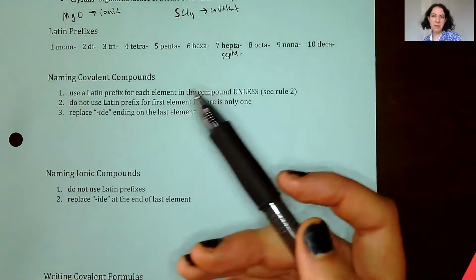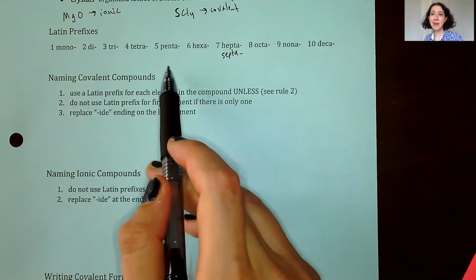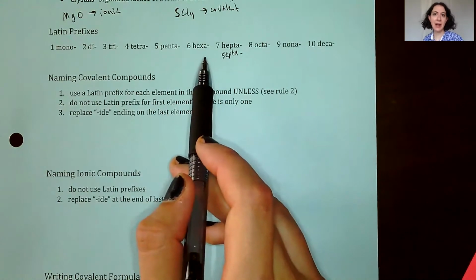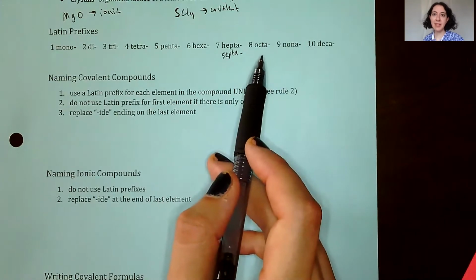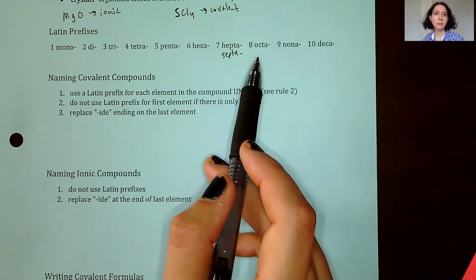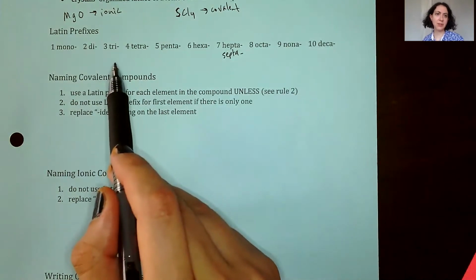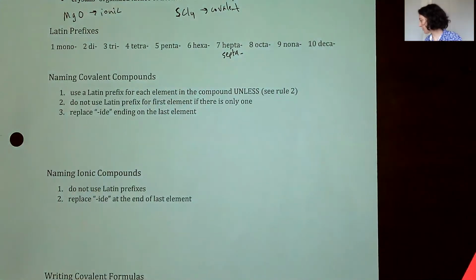A lot of them should be familiar to you, like penta for pentagon means 5. Hexa for hexagon means 6. Octa for octopus means 8. Deca for decathlon means 10. Tri for tricycle or triangle. This should be kind of familiar.